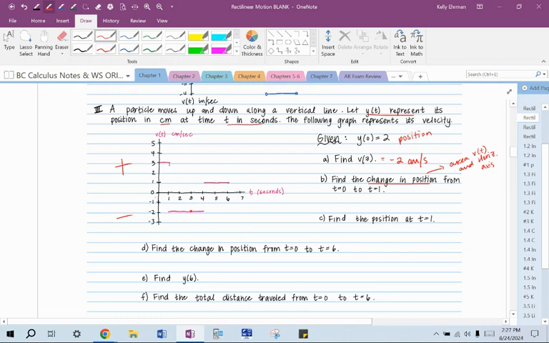So from 0 to 1, if I were to connect this back to the horizontal axis, I get this little rectangle, right? So what is this area? Well, it's got a base of 1 and a height of 3. So the area there is 3, but what are you really doing? You're actually multiplying. A base of 1 means 1 second, and a height of 3 means 3 centimeters per second.